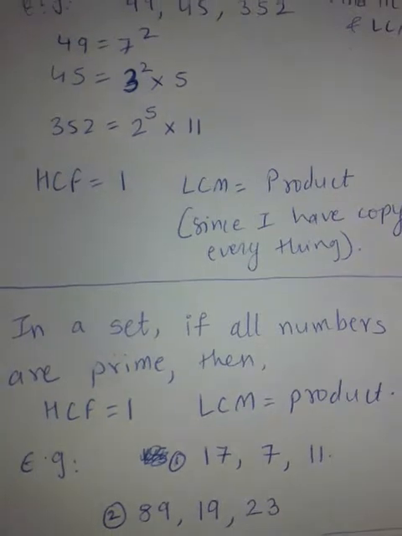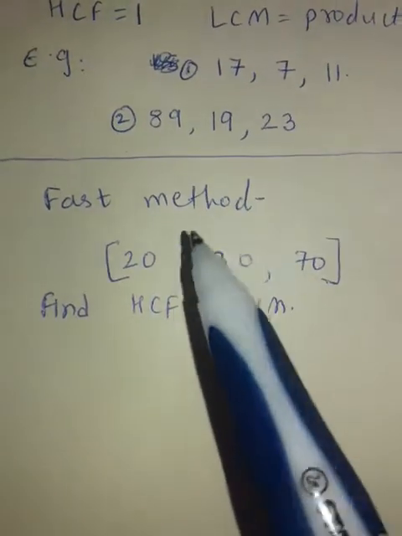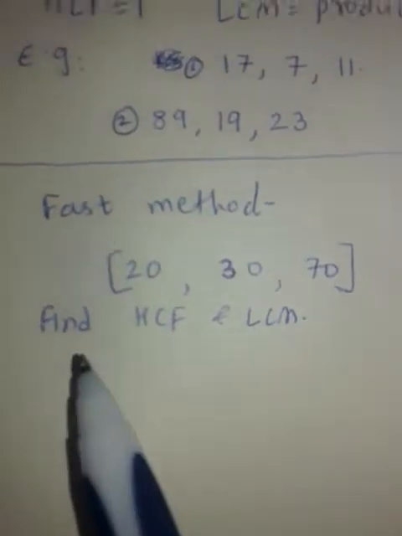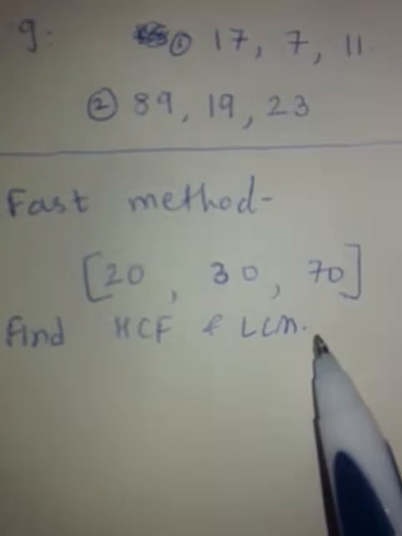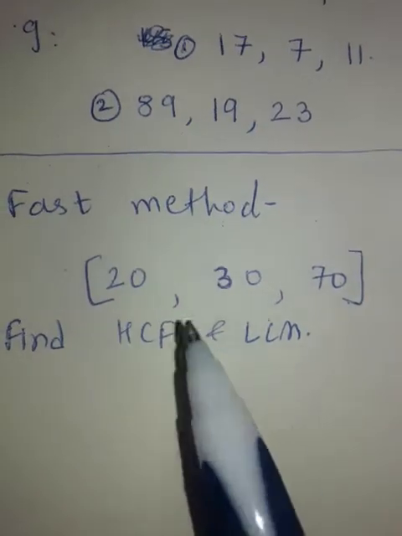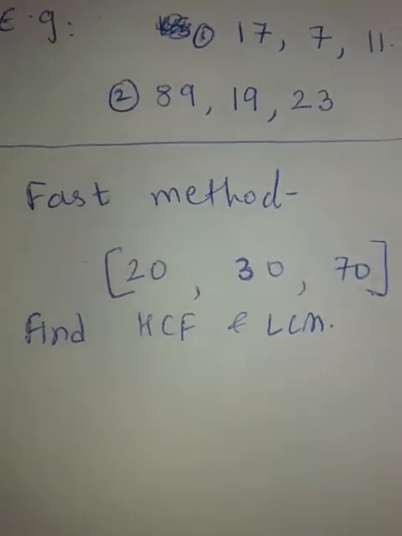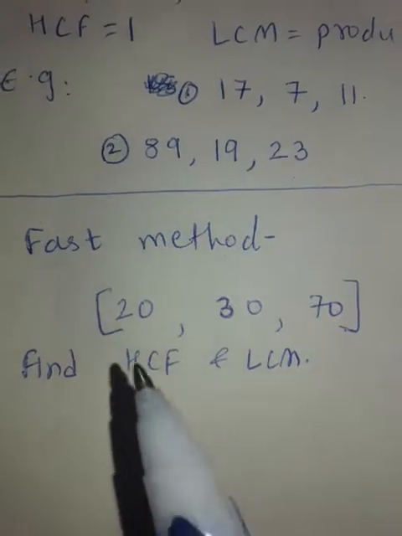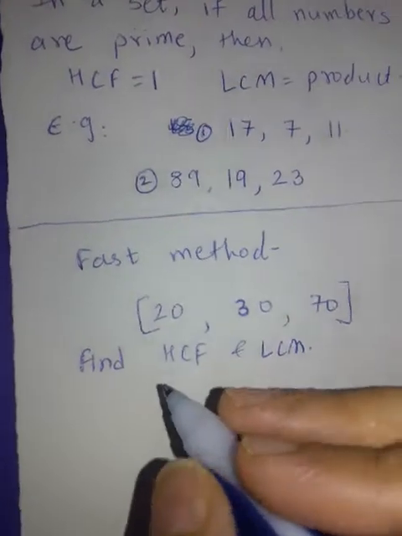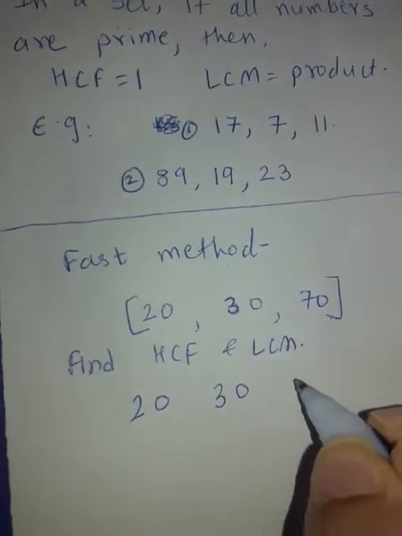Now let us go to the fast methods, the shortcut methods. 20, 30 and 70, find HCF and LCM. I have purposely taken an easy example to explain the concept. Later on we will move to some difficult examples as well. So 20, 30 and 70. See what we are going to do now. We will write this 20, 30, 70.